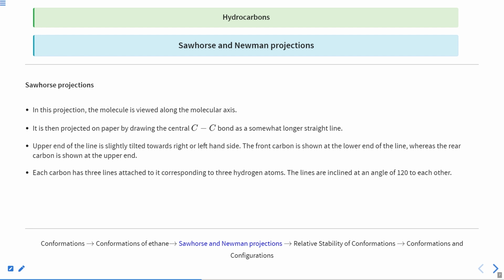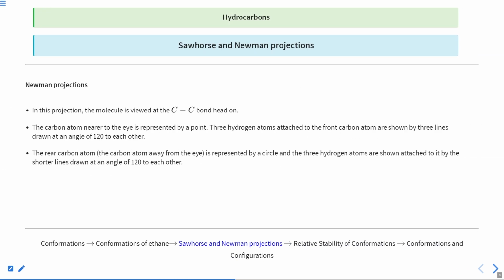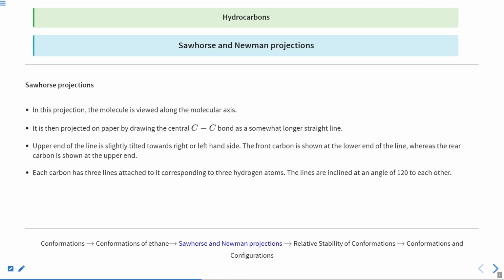And if you just project this on paper, you draw the central carbon-carbon bond as a somewhat longer straight line, and the upper end of the line is slightly tilted towards the left or right hand side. The front carbon is shown at the lower end of the line, whereas the rear carbon is shown at the upper end. We'll try to understand it with the help of the diagram. Each carbon has 3 lines attached, corresponding to 3 hydrogen atoms. The lines are inclined at 120 degrees. So this is your Sawhorse projection.